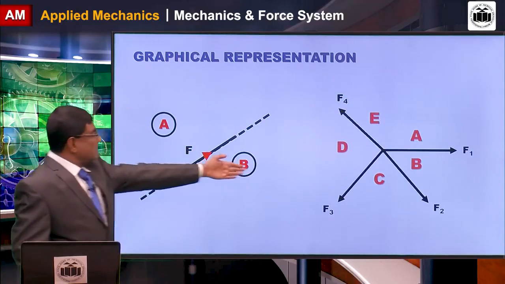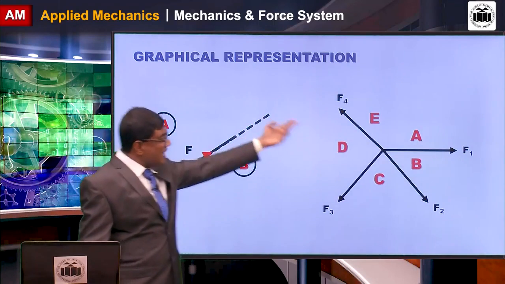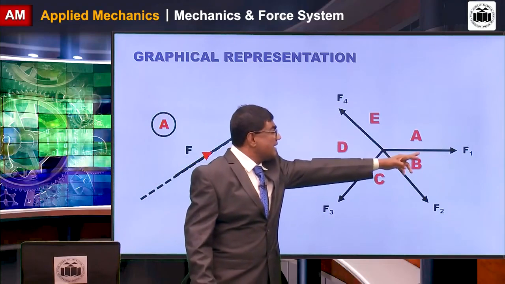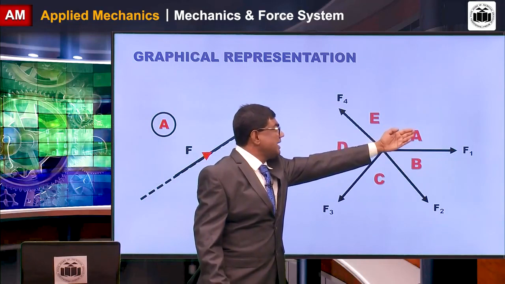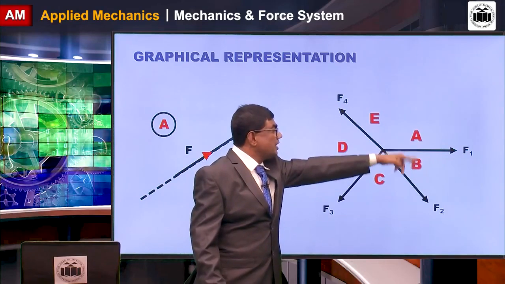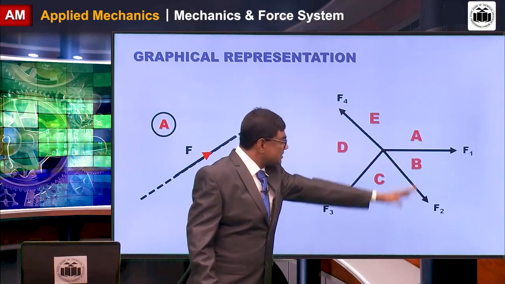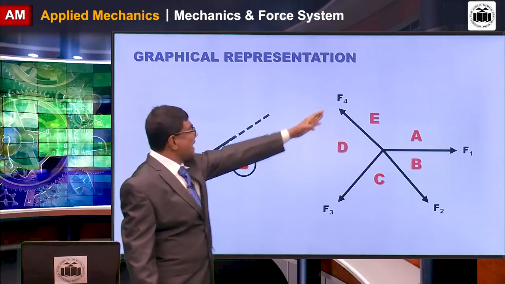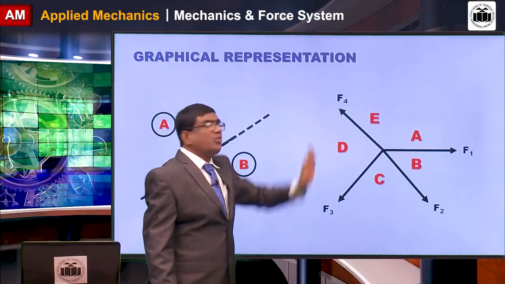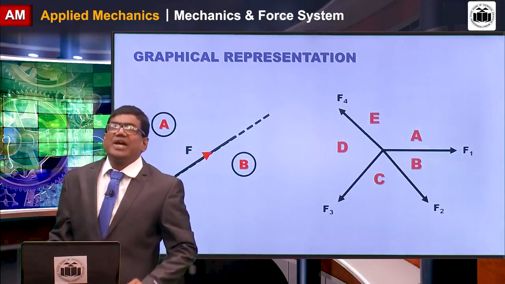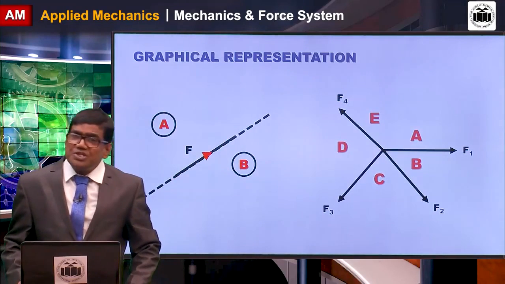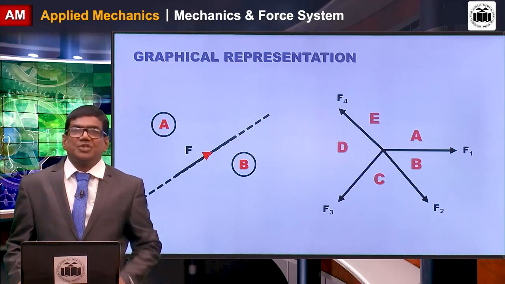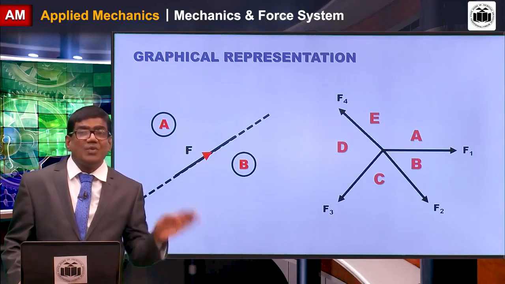For a force system, when we are going to give the Bose notation, the space divided by F1 is A on this side and B on this side. So AB is the force F1. Like this, BC is the force F2, CD is the force F3, and DE is the force F4. Like this, we are going to use the Bose notation for a force system. And while applying the Bose notations to a force system, you have to follow the clockwise direction.